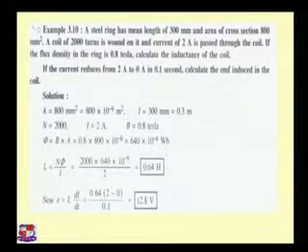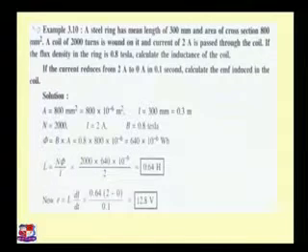Example number 4. A steel ring has mean length of 300 mm and area of cross section 800 mm square. A coil of 2000 turns is wound on it and current of 2 ampere is passed through the coil. If the flux density in the ring is 0.8 Tesla, calculate the inductance of the coil.